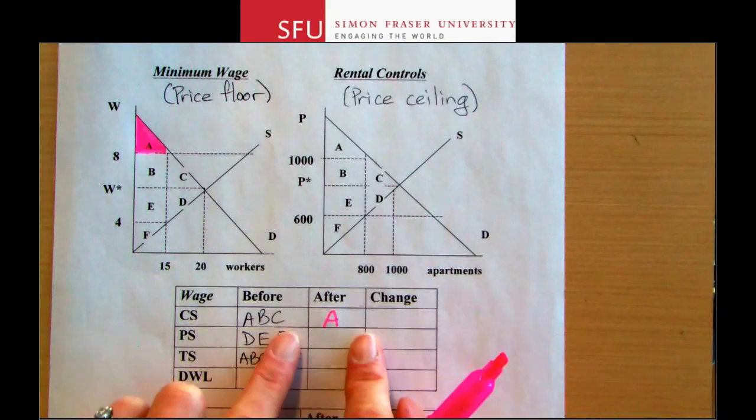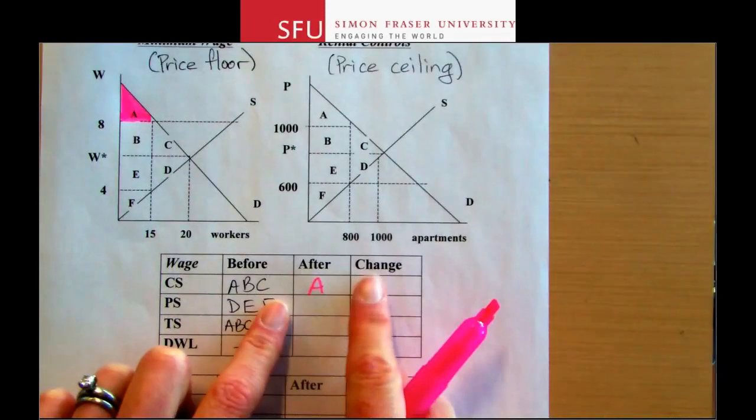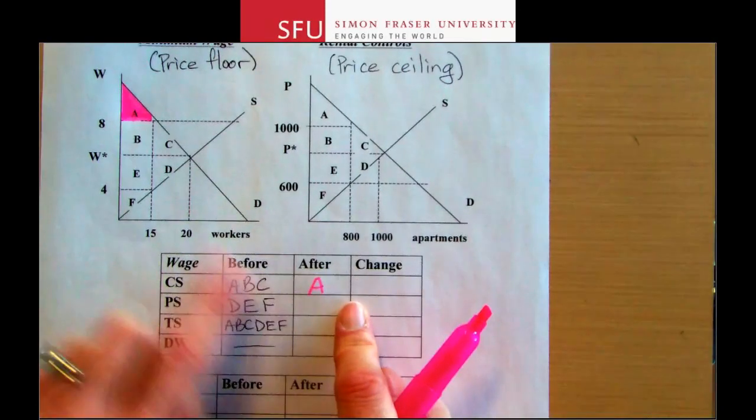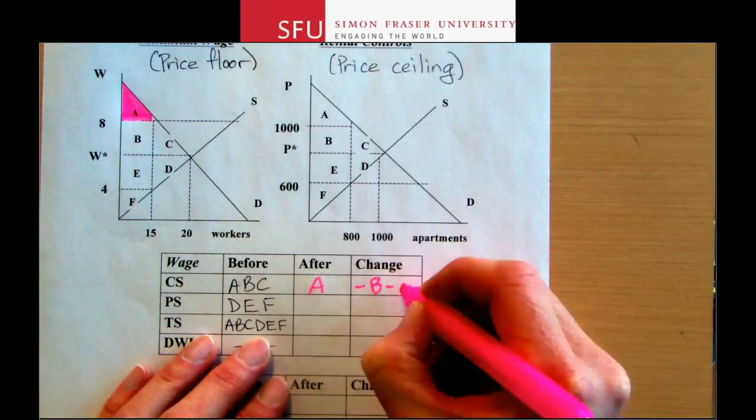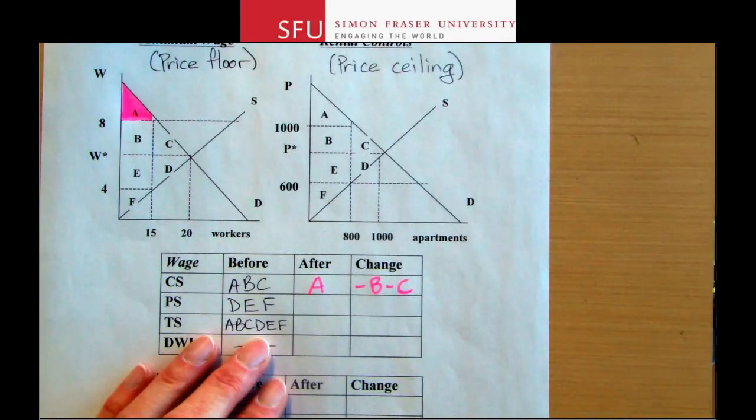So compared to before, the change is that they're losing the areas B and C. So we'll put minus B minus C. So they lose those two areas.